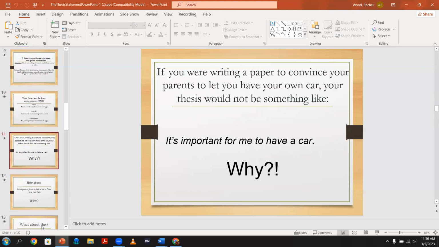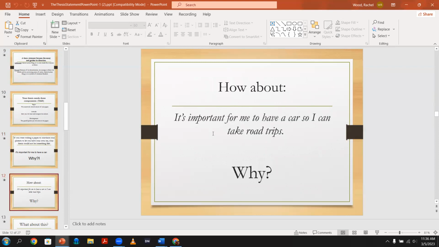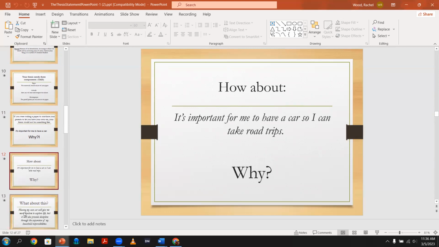So for example, if you were writing a paper to convince your parents to let you have your own car, your thesis would not be, it's important for me to have a car. It doesn't have any reasons in there. It absolutely has no substance, no depth. So you need to say something like, it is important to have a car so that I can take road trips. Again, there's still no depth to it. It needs a little bit more development, but it does have the why in there. And having the why in there is extremely important.